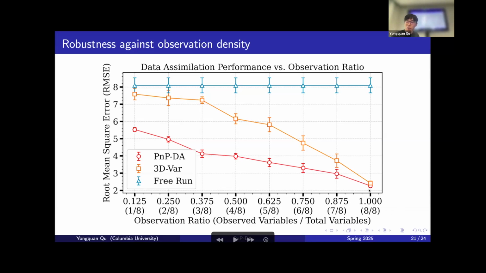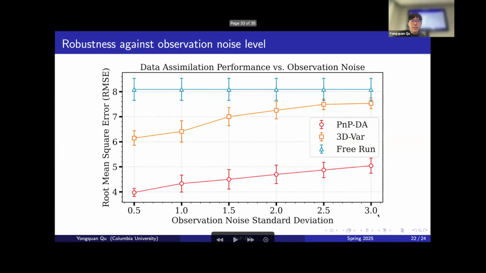It is very reasonable since here we have full observation. So basically there's no need to have a good prior, since you are basically observing the whole thing. And this method is also robust against observation noise level.